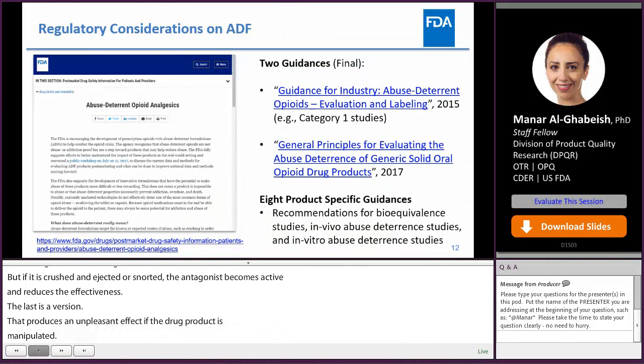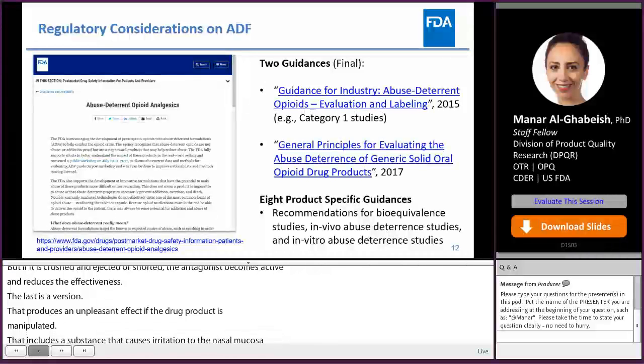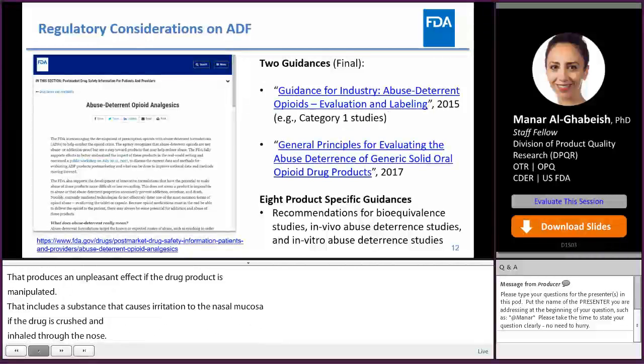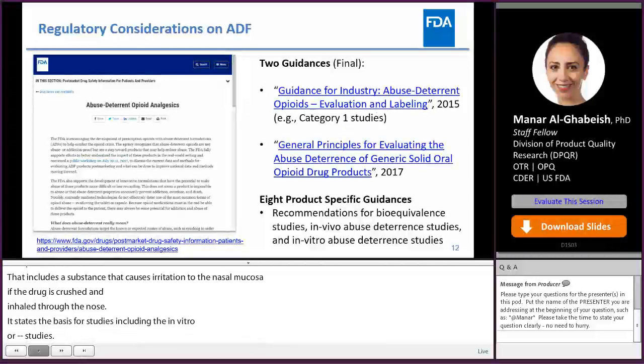Current regulatory consideration in ADF. There are two general guidances for ADF. One is guidance for industry, abuse-deterrent opioids, evaluation and labeling, published in 2015. This guidance is for new drugs. However, it states the basis for AD studies, including the in vitro or category 1 studies. The second one, which is for generic ADF, is general principles for evaluating the abuse deterrence of generic solid oral opioid drug products, which was published in 2017.